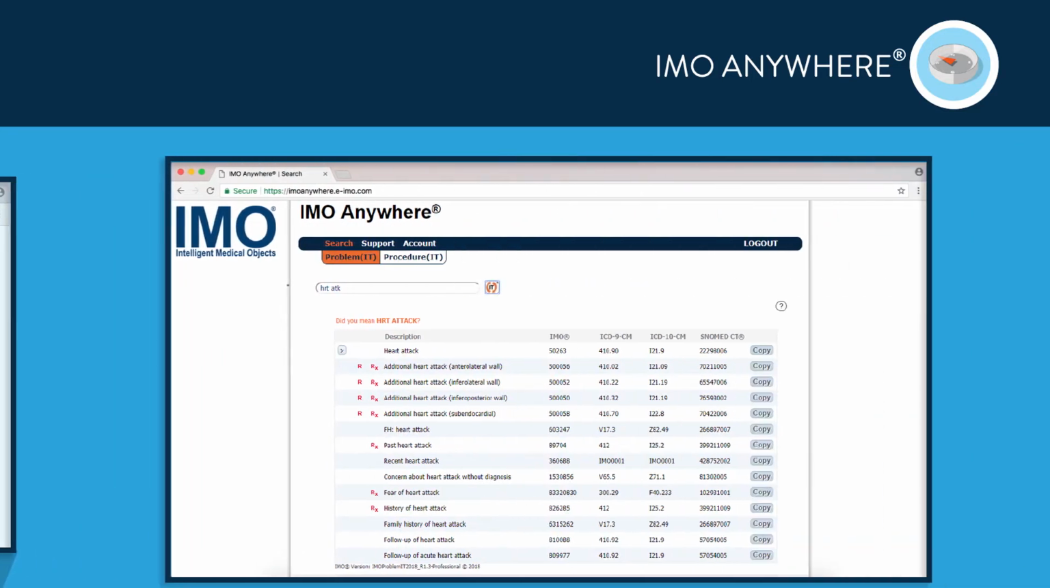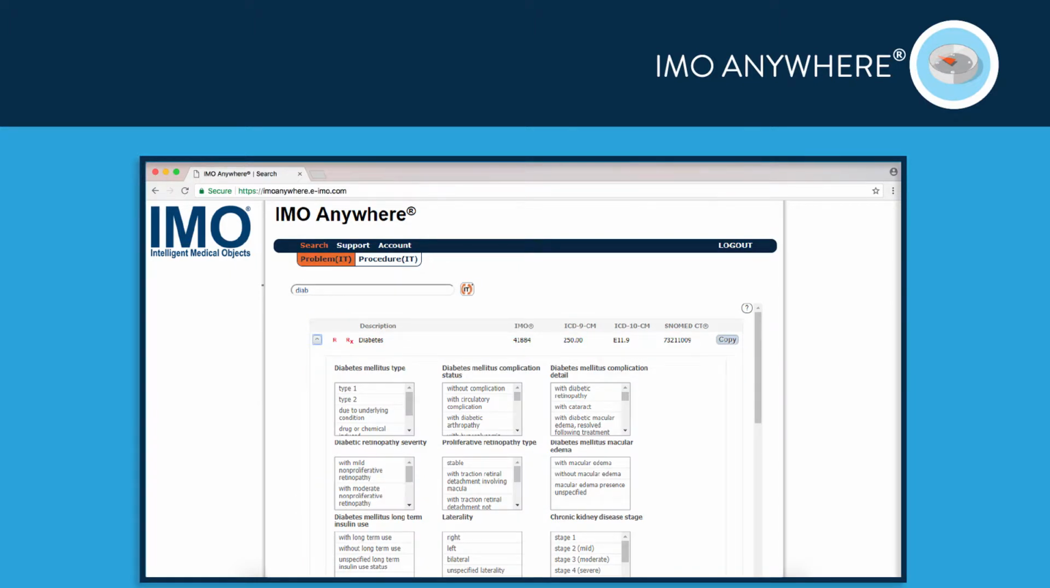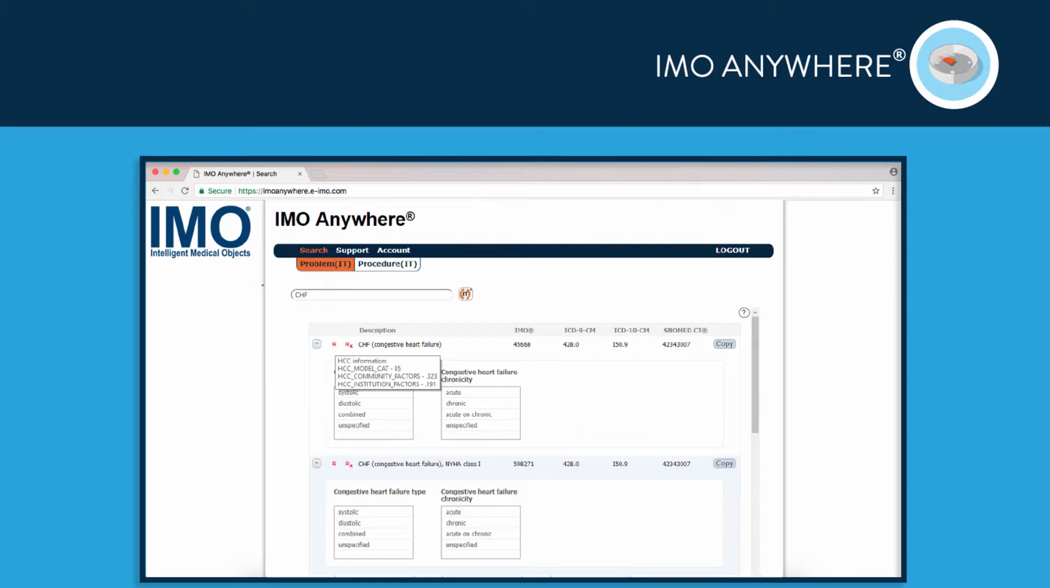The intuitive IMO Anywhere solution can pull up accurate results from simple searches, such as acronyms and misspelled queries, or terms with varied importance for the user, such as breast cancer staging. Some search results also include prompts that drop down to provide you with a variety of modifiers, so you won't have to scroll through a long list of results.